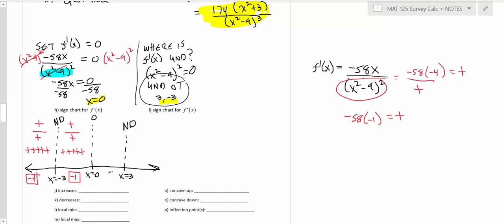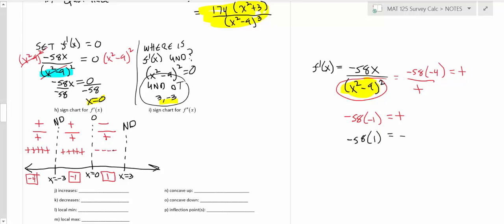Now we go here, test point of 1. Again, the denominator is positive because you're squaring something. So what we do here is just take the numerator, negative 58x, and plug in positive 1, and you get a negative number. So what you get is a negative over a positive, therefore that's a negative, like that.